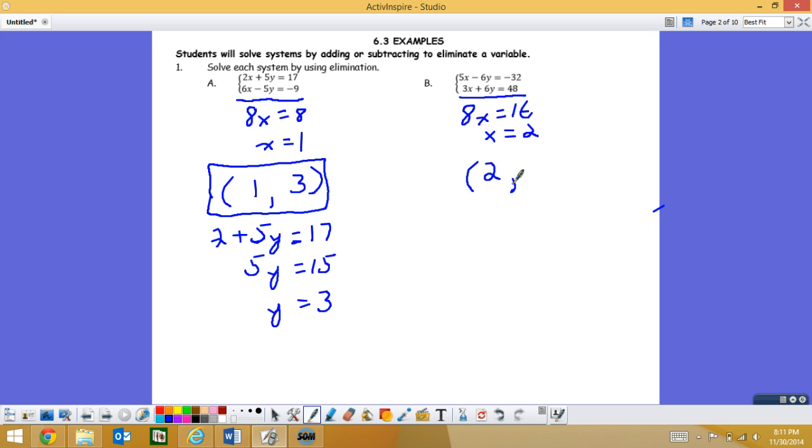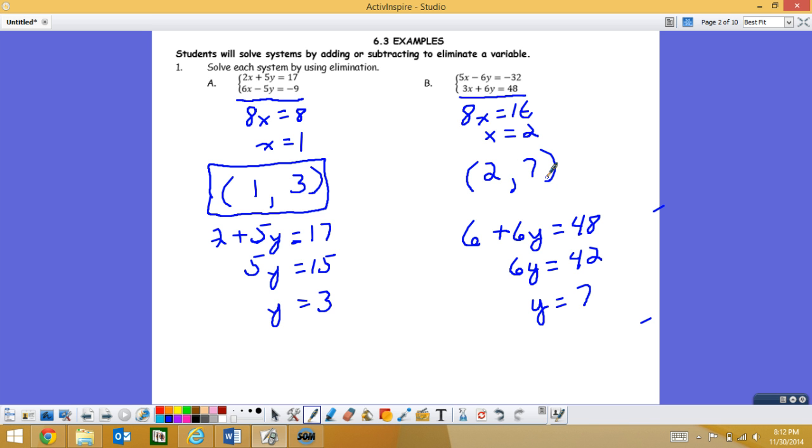And once again, to find the y coordinate, we substitute 2 in for one of these x's. I'm going to go ahead and substitute it into the bottom equation. So 3 times 2, that is 6, plus 6y is equal to 48. And then we solve this equation now for y. So we subtract 6 from both sides. So 6y is equal to 42. And when we divide both sides by 6, we get y is equal to 7, which is the y coordinate of our point of intersection.